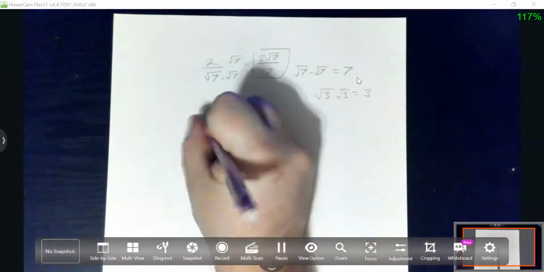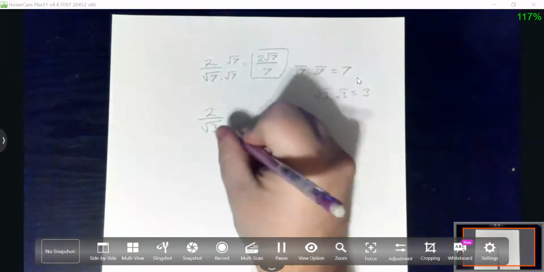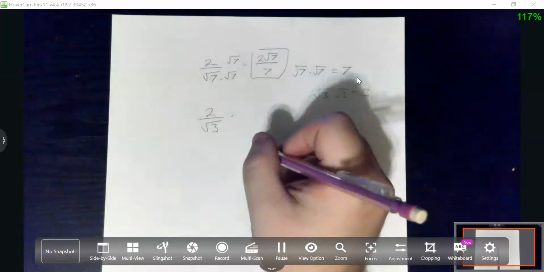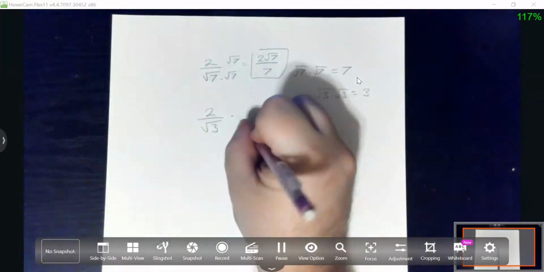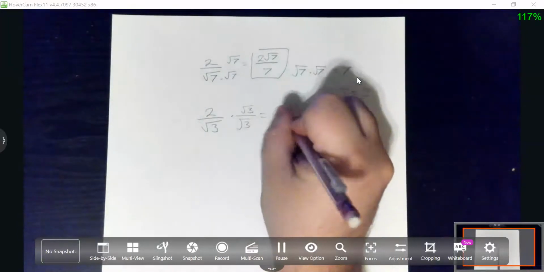Another example, 2 over root 3. If we needed to rationalize the denominator, we need to get rid of that square root. So I'm going to multiply top and bottom by whatever is in this root to make it cancel out. So in this case, I'd multiply top and bottom by root 3, and I'd get 2 root 3 over 3.